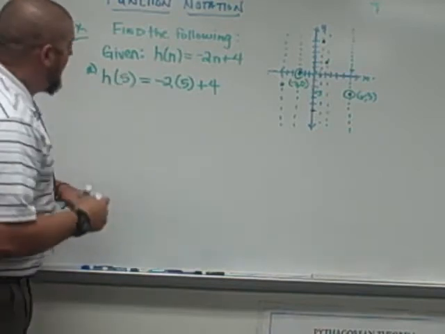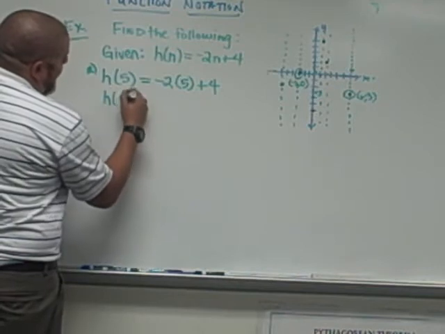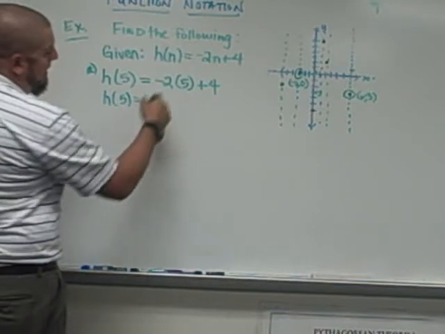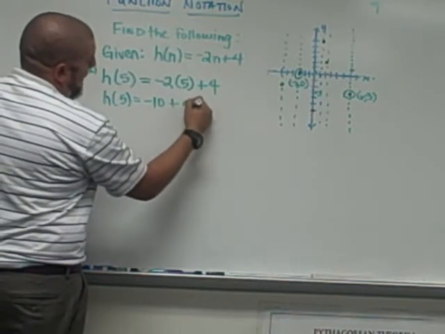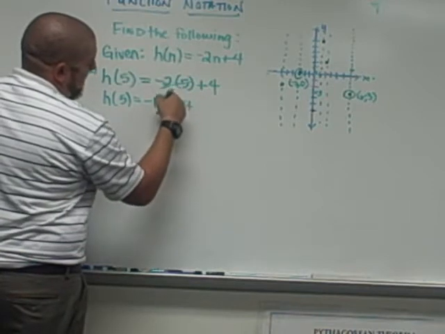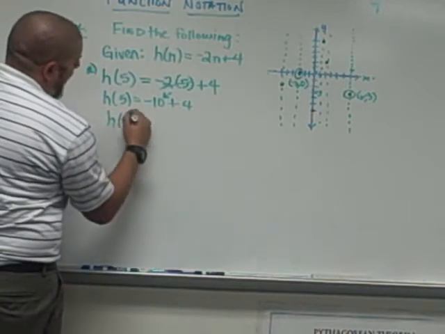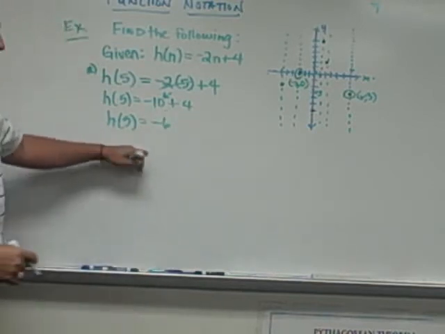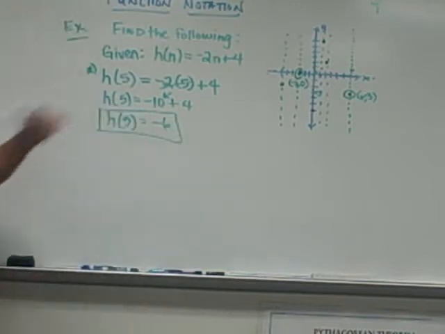That stays there. So then as I continue to solve this, I'm going to have h of 5 is equal to, and then I just simplify this side. So negative 2 times 5 is negative 10 plus 4. I just bring it down. So this becomes negative 10 right here, and bring the 4 down. I continue to simplify. H of 5 equals negative 6. Negative 10 plus 4 is negative 6, and then I am done. That is my answer. H of 5 equals negative 6.